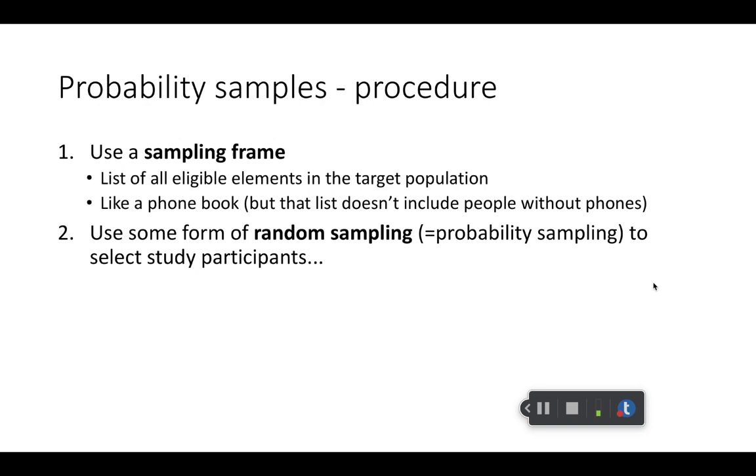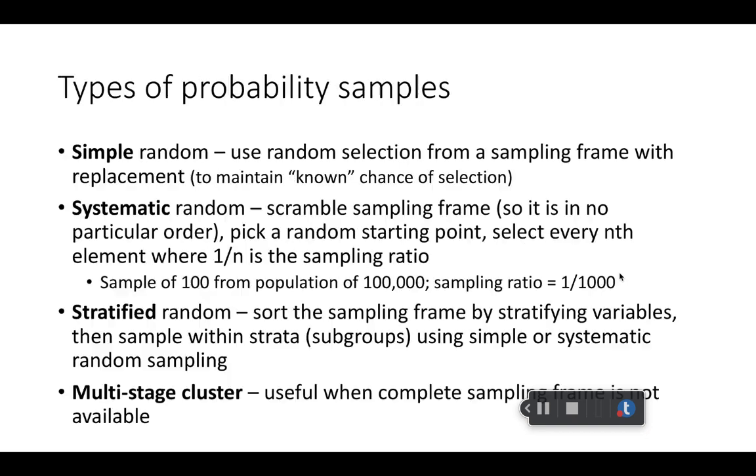Once we have a sampling frame to work with, we're going to use some form of random sampling or probability sampling to select study participants from that list. So here are some types of probability samples. A simple random sample uses random selection from a sampling frame with replacement. This is done to maintain the known chance of selection for each element in the sampling frame.